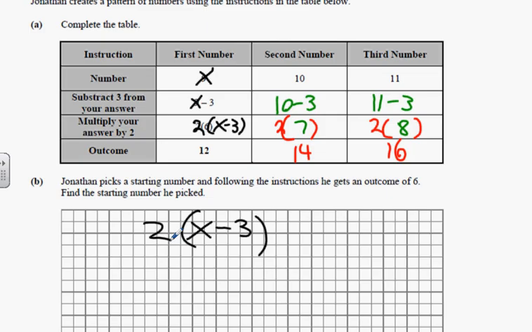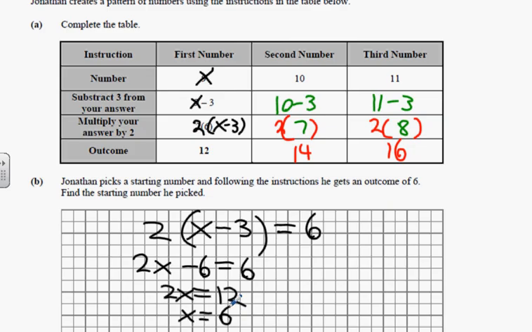And the answer is 6. Yeah? Would you have to do that? Yeah, I'm going to do it the other way in a second. So to do this, you do 2x minus 6 equals 6. Bring the 6 over the other side. 2x equals 12. X equals 6.